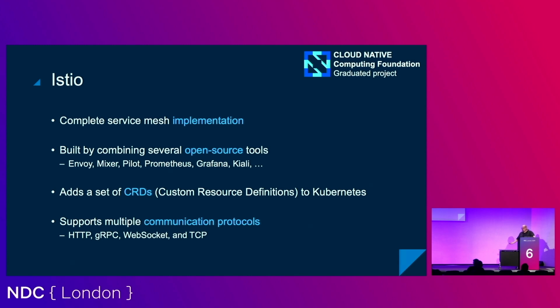And basically what you do if you want to have this service mesh in your Kubernetes cluster, you have to install it, and it then adds a lot of CRDs, custom resource definitions, to your Kubernetes cluster, and then you can add Istio configurations to your cluster.